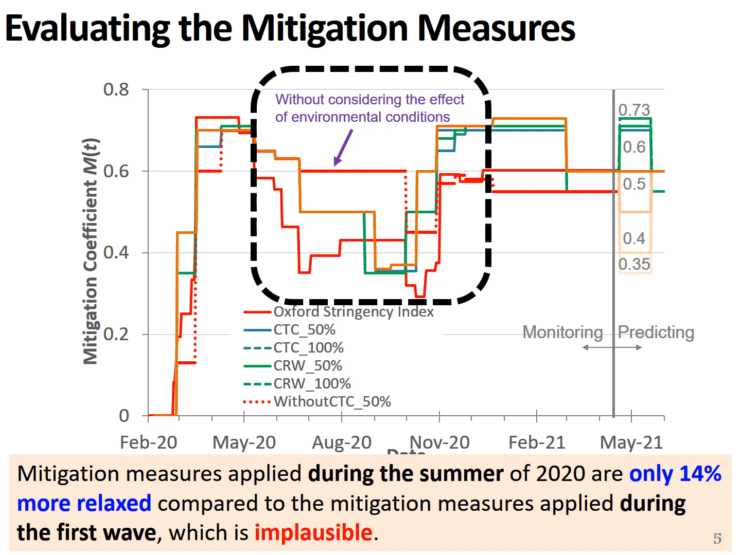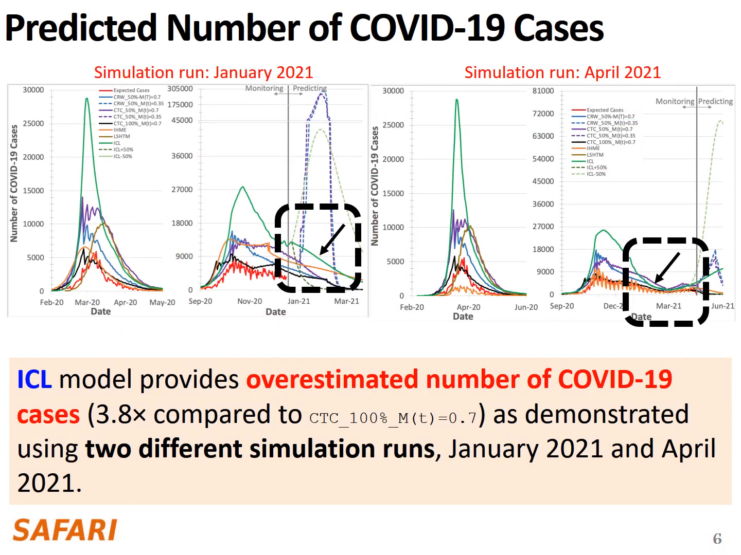However, the mitigation measures applied during the summer in Switzerland only required wearing a mask on public transportation. And when we consider the effect of environmental conditions, we can see that the strength of the mitigation measures really dropped compared to that applied in the first wave. In these two figures, we conducted two different simulation runs in January and April 2021. In both simulation runs, we observed that the ICL model provides an overestimated number of COVID-19 cases compared to the existing simulation models.